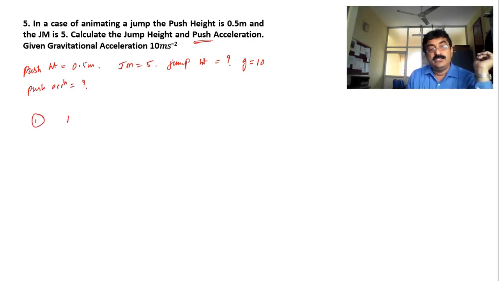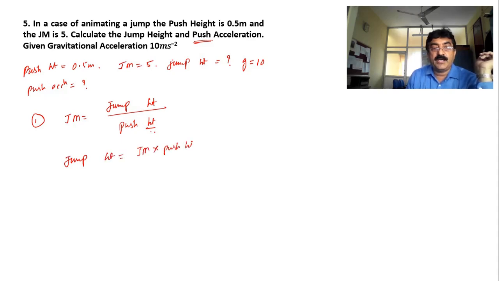So first part, by definition, jump magnification is jump height divided by push height. So I want jump height. Jump height is equal to jump magnification into push height, that is 5 into 0.5, that is 2.5 meter. So this is jump height.